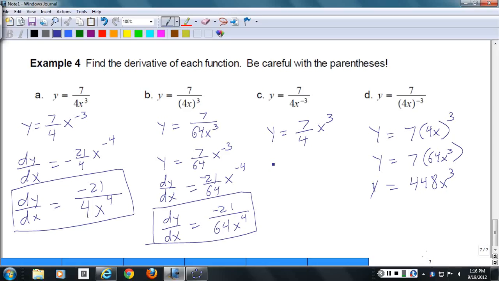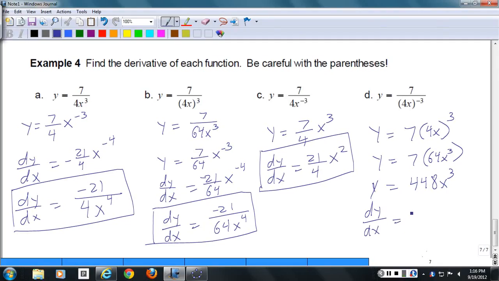Dy dx equals 21/4 x to the second power. Subtract 1 from the 3 to get 2. Not too much more simplifying to do there. And the last one, dy dx, if I can multiply 3 by 448, I don't think I can. 1344 x squared.